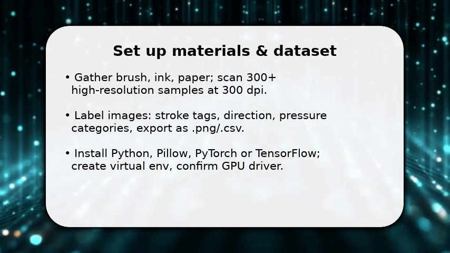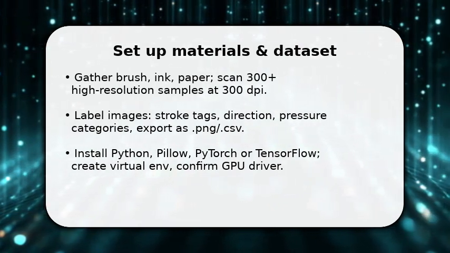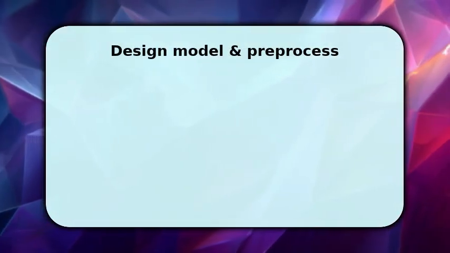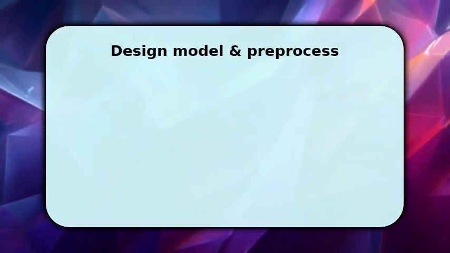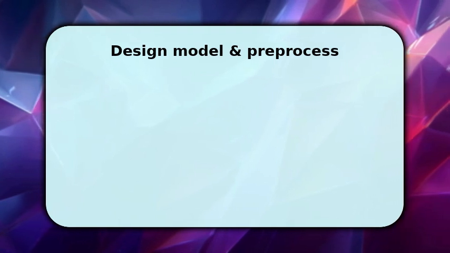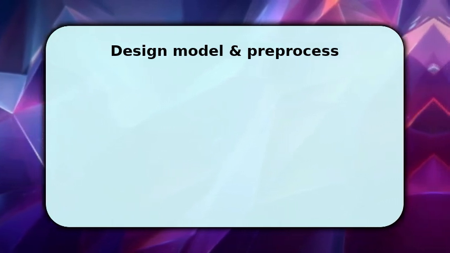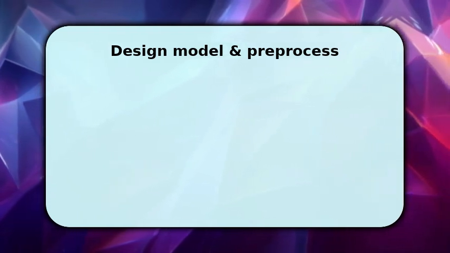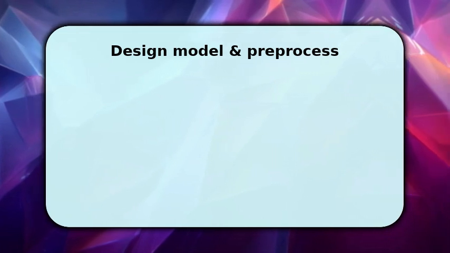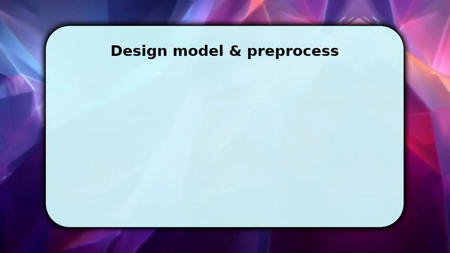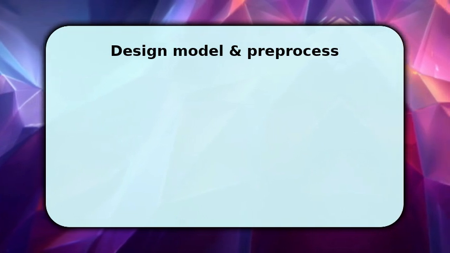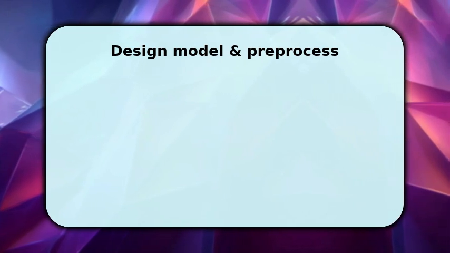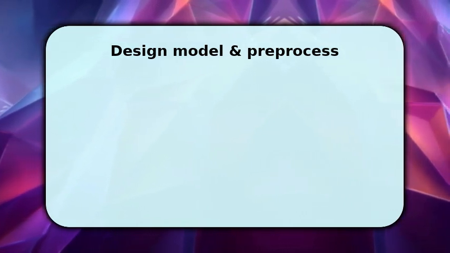You now design the architecture and handle preprocessing. Use a CNN encoder to extract texture and form, then an LSTM decoder or transformer to sequence strokes. This combination captures both shape and stroke order. Preprocess images by normalizing contrast, augmenting about 20% with small rotations and scale jitter, and convert shapes to stroke vectors for generation. Define a compound loss, reconstruction with perceptual or adversarial terms, to balance sharpness and stylistic fidelity.